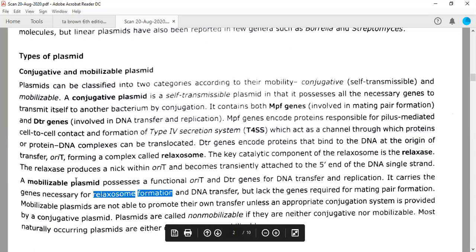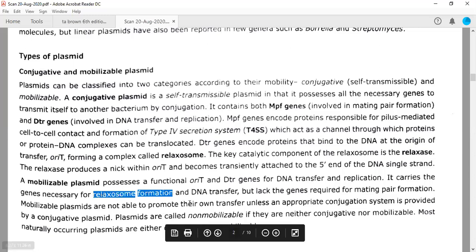They will make this relaxosome complex, but the other genes which are required are not present in these mobilizable plasmids. They require another set of genes called mating pair formation genes, meaning the genes which will make the pilus or the conjugation tube, only if some other plasmid is present within the bacteria which encodes these MPF genes. Then these mobilizable plasmids, with the help of DTR genes and relaxosome formation, transfer DNA from one bacterial cell into another bacterial cell.